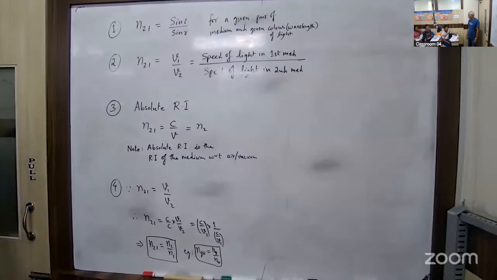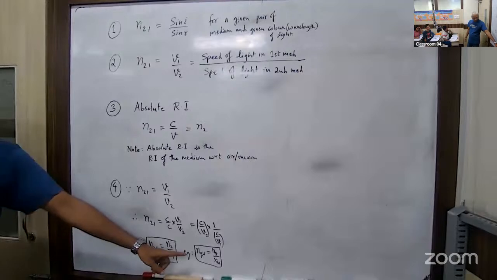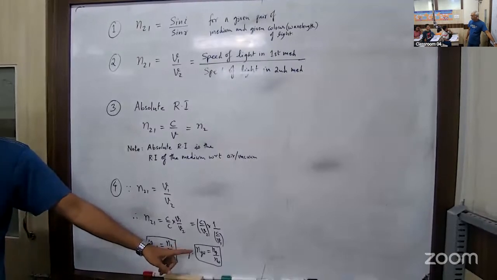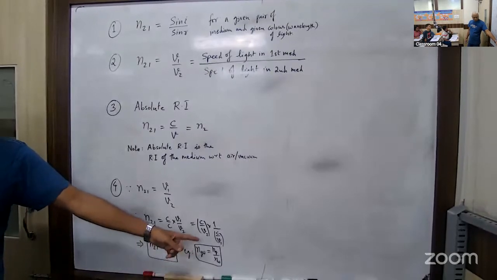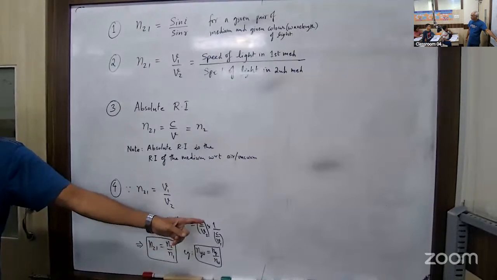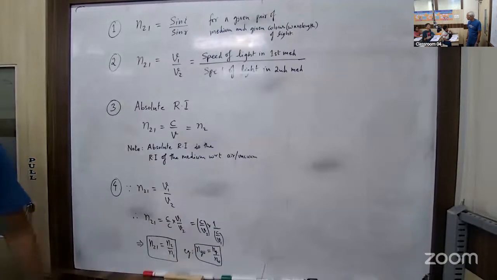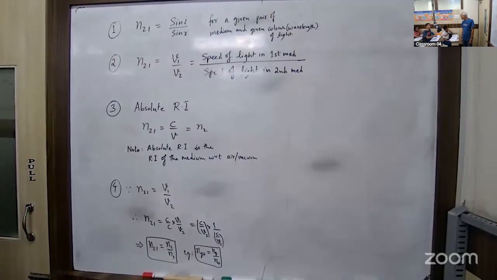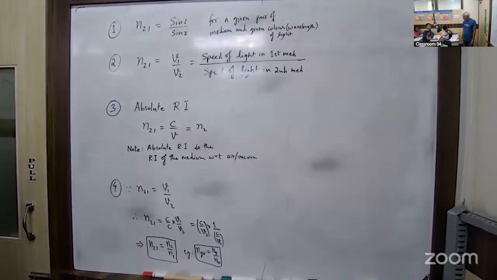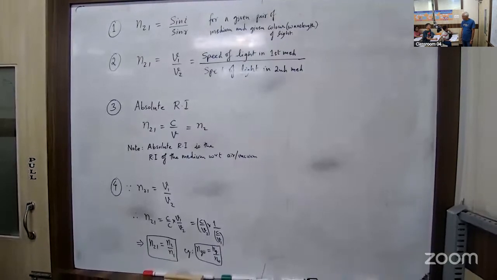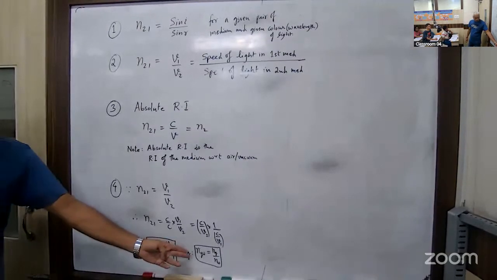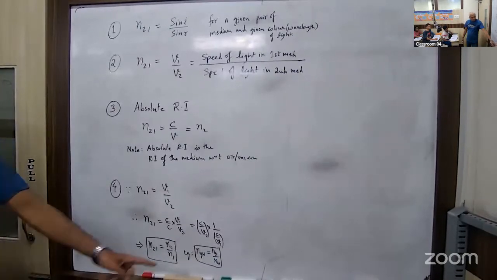Okay? So this is the example. Suppose you have water in a fish tank. Then what is the relative refractive index of glass with respect to water? It is the ratio of refractive index of glass to refractive index of water. So we can also write speed of light in water upon speed of light in glass. Yes, you can do that. Both are correct, because this is nothing but that only.